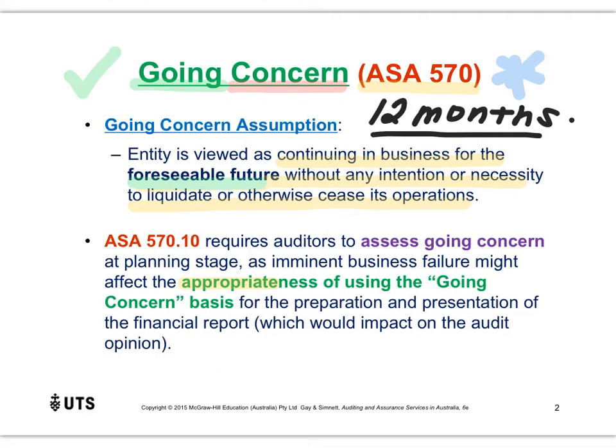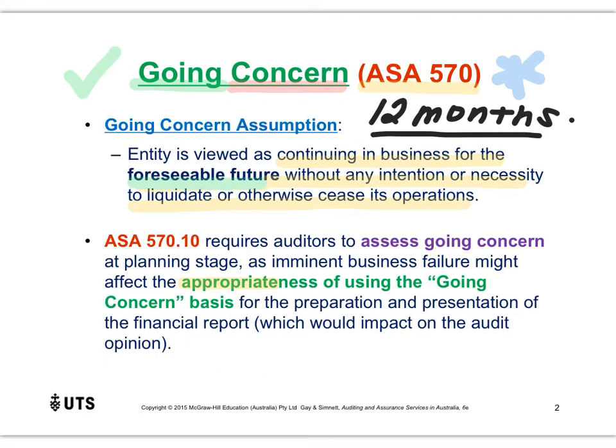So we as the auditor, we ultimately have to come to a conclusion about whether we think there are any issues with the entity being a going concern. So we look for what we call going concern issues or going concern problems or uncertainties. And I'll take you through those in just a little while.